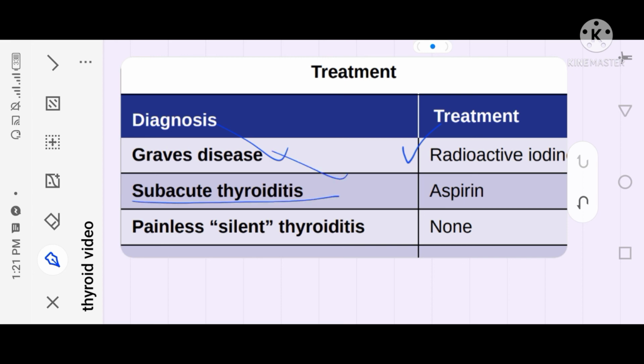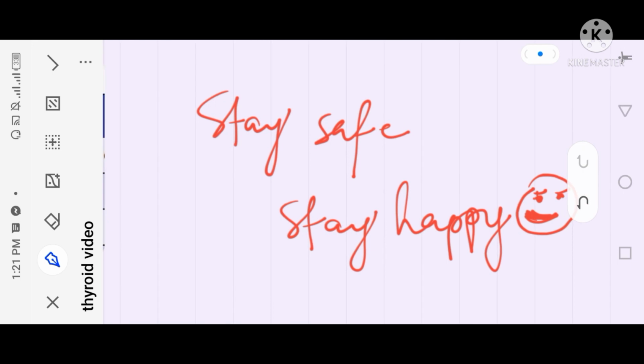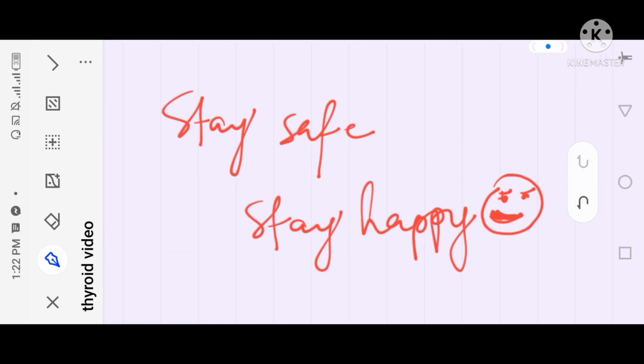In subacute thyroiditis, we give aspirin to the patient. And in painless silent thyroiditis, there is no specific treatment. So that was the diagnosis of hyperthyroidism, and in the next video we will discuss another endocrine diagnosis.